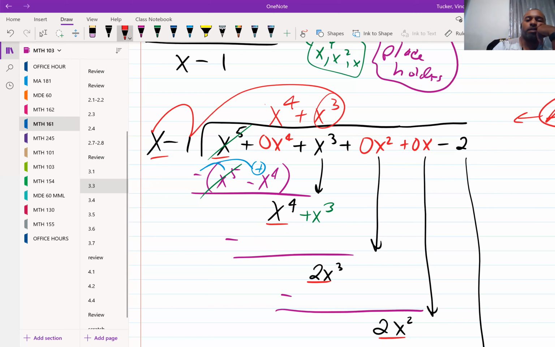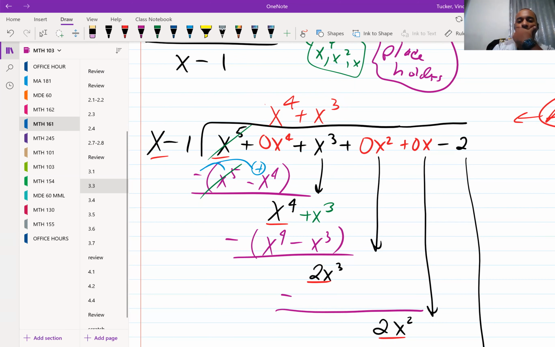X cubed times x to the 4th, x cubed times -1 is negative x cubed. Did I hear somebody unmute? Is everybody okay? My question. Okay, cool. Can you go over that for like one more second?